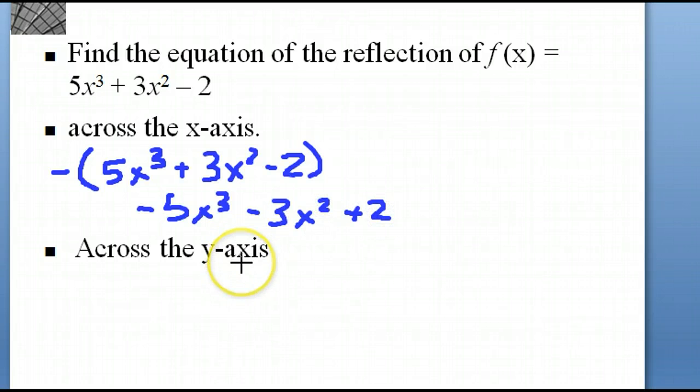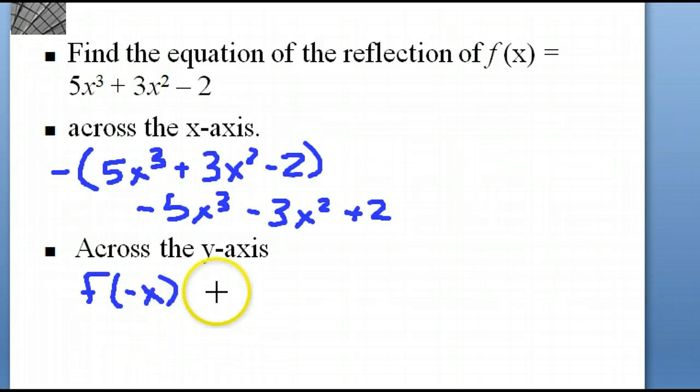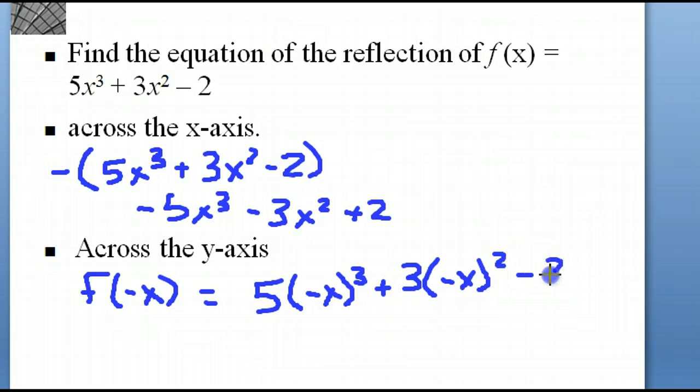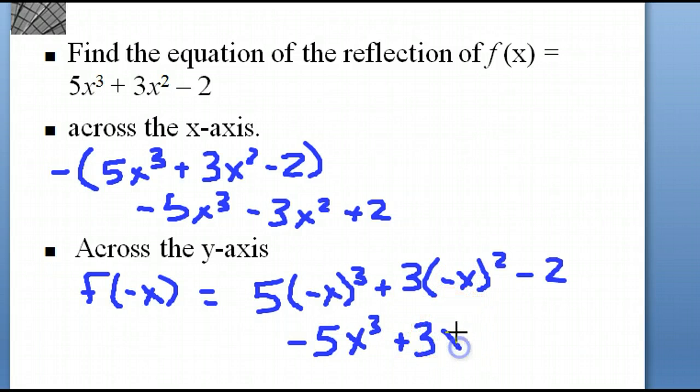Across the y-axis, we take f of negative x. So that would be equal to 5 times negative x cubed plus 3 times negative x squared minus 2. We have a negative cubed, we retain the negative, so it's negative 5x cubed plus 3. When we square a negative, it becomes positive, 3x squared minus 2.